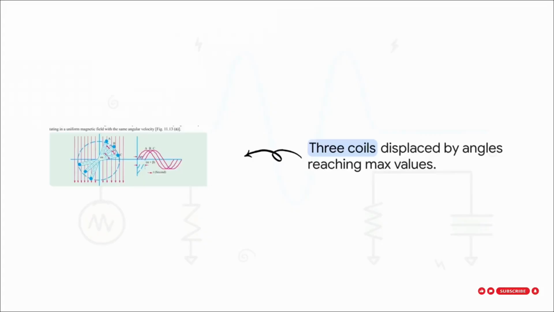Now, you might be wondering, how do we actually create these different phases? Well, picture three separate single-turn coils, let's call them A, B, and C, rotating in a magnetic field. Because they're physically displaced from each other by specific angles, alpha and beta, their electrical waves do not reach their maximums at the exact same time. Coil A hits its peak first, then B hits its peak a little bit later at an angle of beta, and then C finally hits its peak. This physical, real-world displacement creates what we call a phase difference.